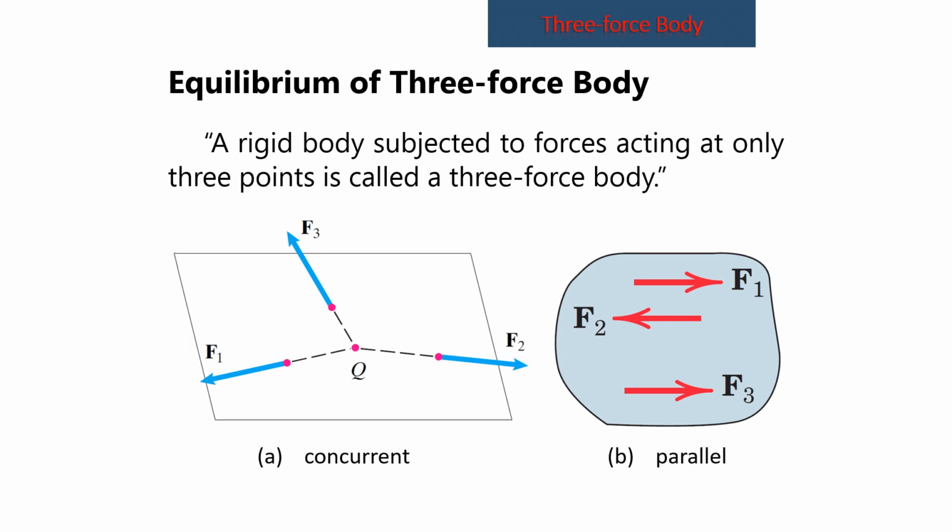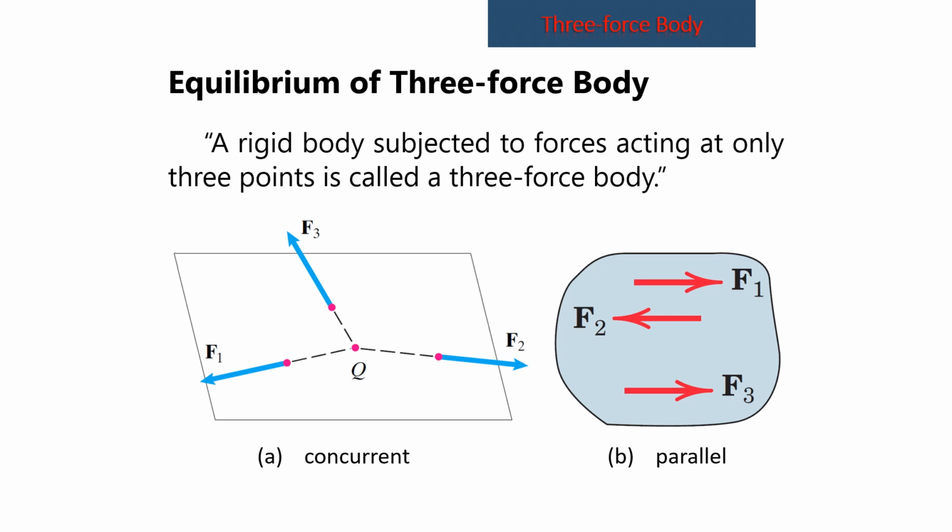Now, we go to the concept of a three-force body. It says there, the definition of a three-force body: a rigid body subjected to forces acting at only 3 points is called a three-force body. So, for a two-force body, the resultant of all the forces acting on the body would be simplified into two forces with equal magnitude and opposite direction in the same line of action. For a three-force body, the three forces are either concurrent at a point or parallel.